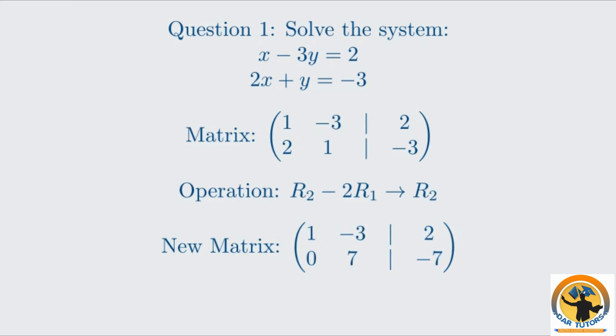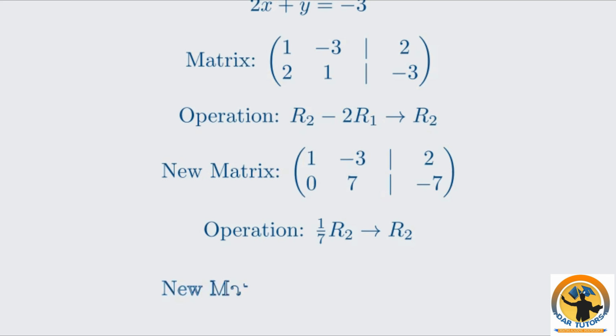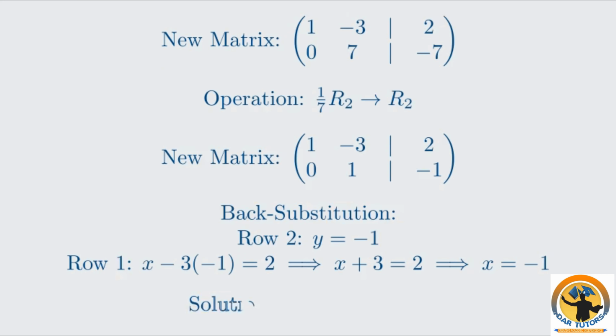Now we can simplify the second row by dividing by 7. We perform the operation 1/7 R2 arrow R2. The matrix is now 1, negative 3, 2 in the first row, and 0, 1, negative 1 in the second. Using back substitution, the second row gives us y equals negative 1. Substituting this into the first row's equation, x minus 3 times negative 1 equals 2, which gives x equals negative 1. The unique solution is x equals negative 1 and y equals negative 1.